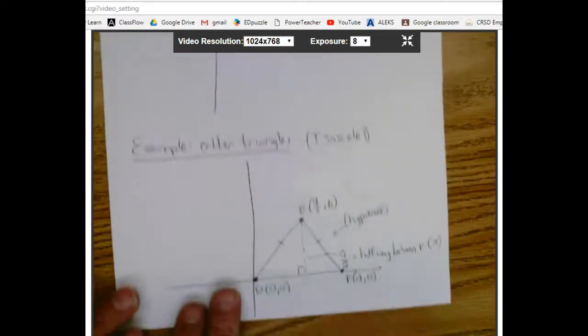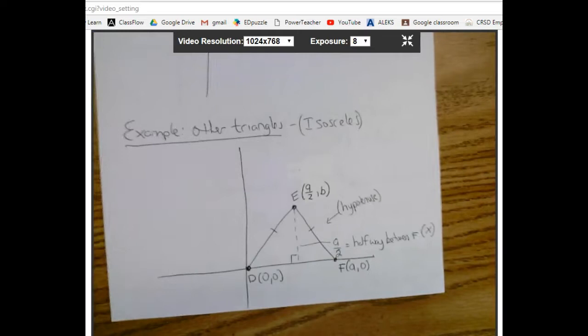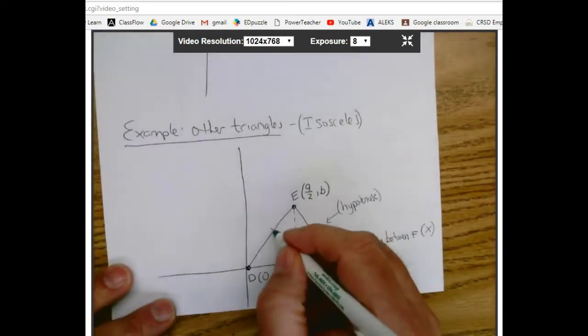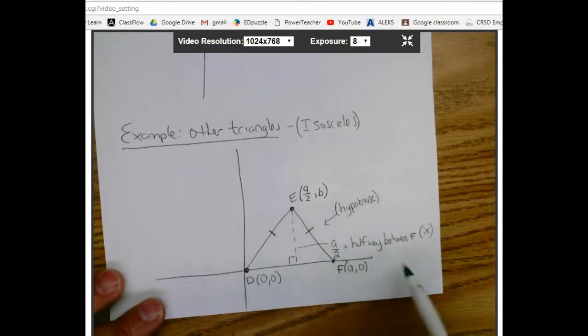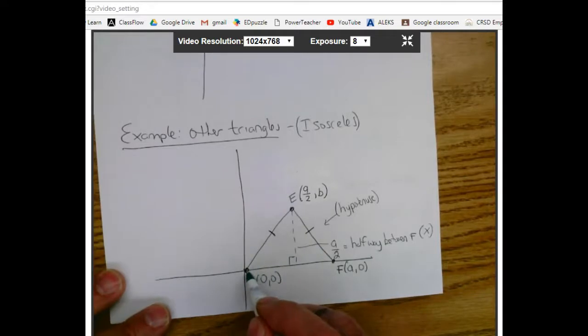But if you had something like an isosceles triangle, and here's one right here, and you can see the other two sides that are equal. Okay, and I've kind of drawn some stuff in, and I'll explain why in a minute. But so we can have this one, the base of the triangle, right on the x-axis, right?